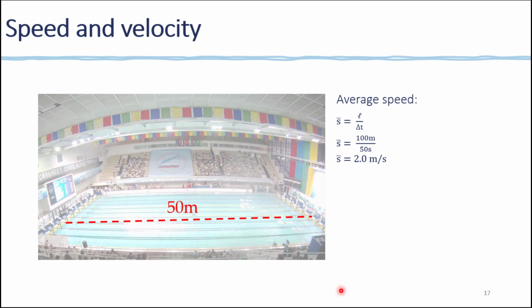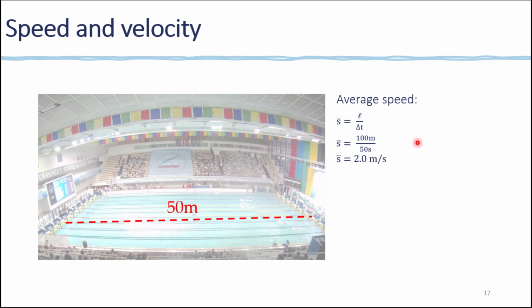So if you think of a 100-meter swimming race in a 50-meter pool. So here's the pool. It's 50 meters long, but we're talking about a 100-meter swimming race here. If the first place finisher completes the race in 50 seconds, then we can calculate the average speed, which is the distance traveled divided by the time. So we calculate 100 meters divided by 50 seconds, and that's an average speed of 2 meters per second.